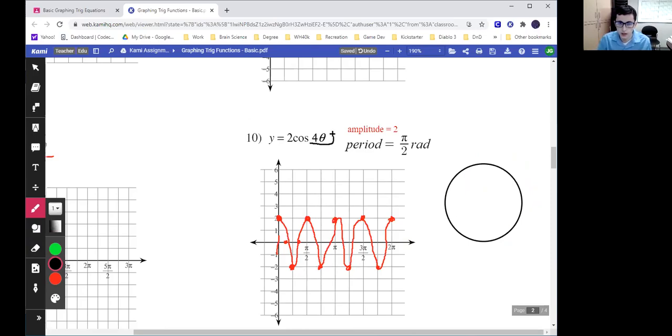This one is going 4 times the speed of a regular rotation. So instead of 2 pi, which would be normal, right? If you're going 4 times as fast, that means the time that it will take is going to be divided by 4, right? The faster you go, the less time it takes. So since we're going faster, we're going to divide by 4. And then these reduce and you get pi over 2 radians, which is the period.